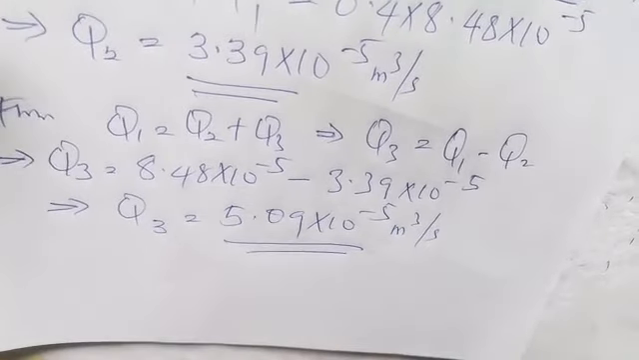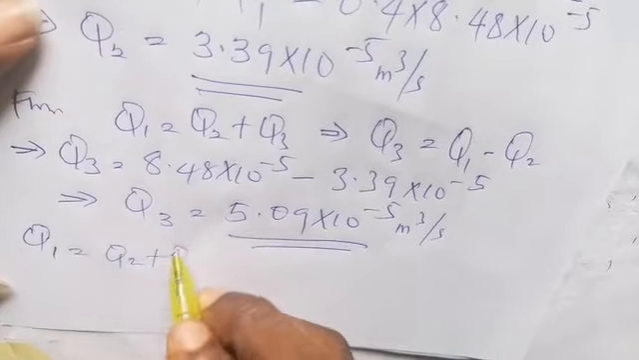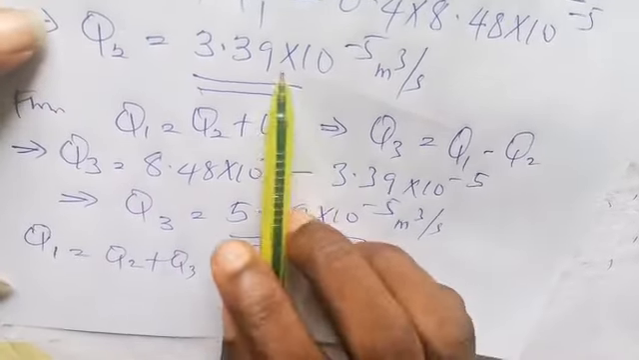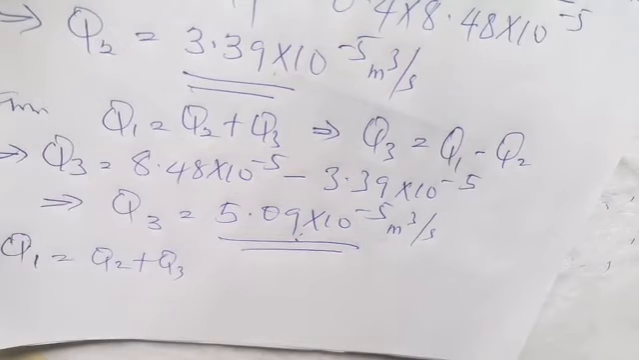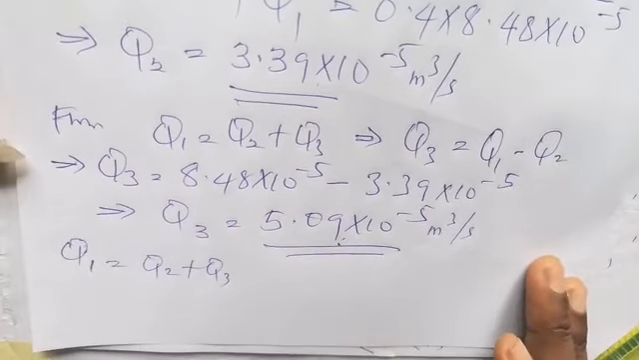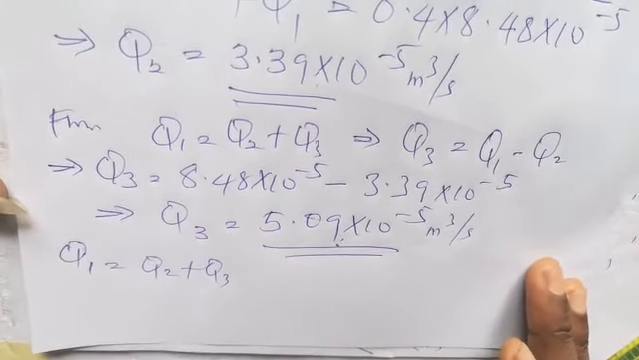If you want to confirm, you can test if Q1 will be equal to Q2 plus Q3, knowing that Q3 is this and Q2 is this. Add them together and see if you obtain the first discharge, just to confirm that the answer is correct. Now the next question: we should also find the mean velocity of each pipe. Velocity of pipe 1 was already given as 3 meters per second. All we need to do now is find the velocity of pipe 2 and that of pipe 3.